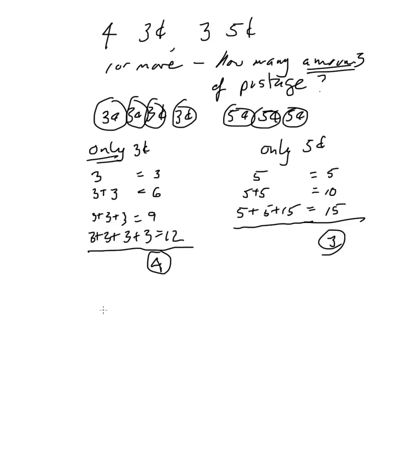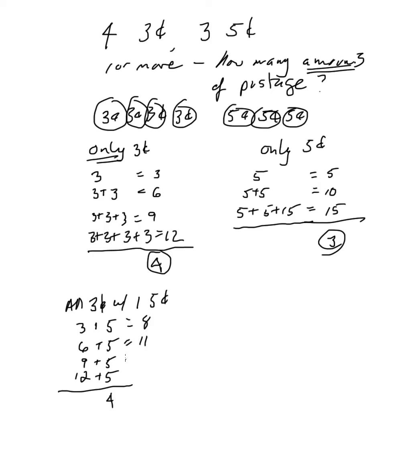Now, what if we looked at our 3 cents, all of them, with a single 5-cent? So we would start with 3, 6, 9, and 12, and we would add a 5-cent stamp to each. That would give us 4 different amounts. And let's just check out what those amounts are. 8, 11, 9 and 5 is 14, 12 and 5 is 17. 4 amounts. None of them overlap. All of these are new amounts.